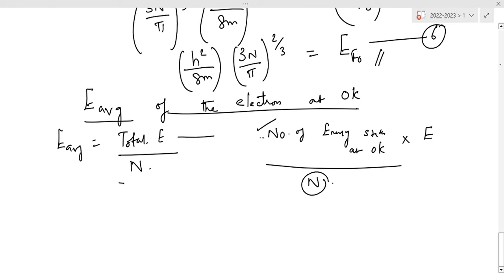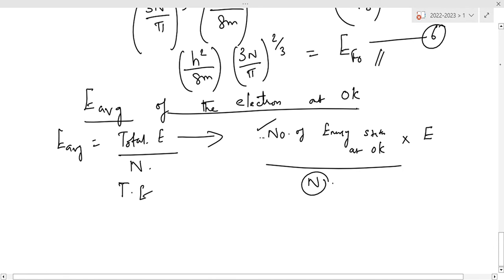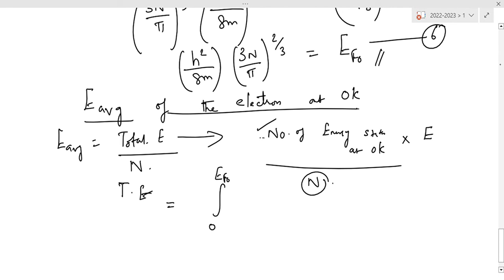This can be taken as the total energy, this is N, which is equal to the integral from 0 to EF naught. How many energy states at 0 Kelvin, and then with energy E. The number of energy states at 0 Kelvin is the density of states. Therefore, pi by 2 (8m by h square) the whole power 3 by 2 E power half dE. I have E also here because total energy is the number of energy states at 0 Kelvin times the energy of the electron.